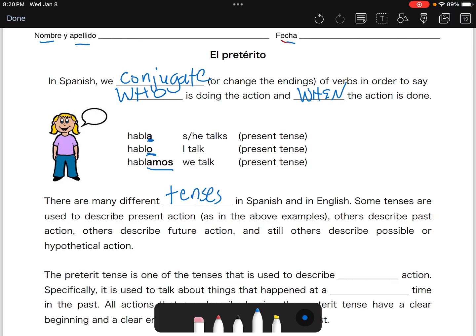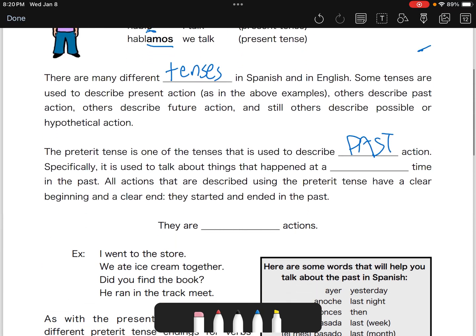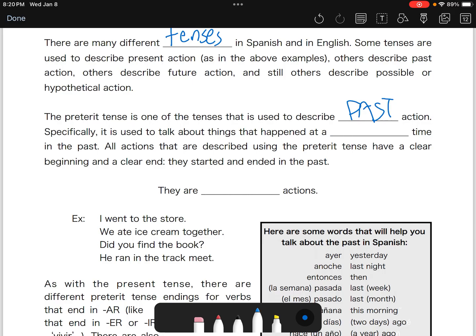Okay. The preterite tense is one of the tenses that is used to describe past action. Specifically, it is used to talk about things that happen at a specific time in the past. All actions that are described using the preterite tense have a clear beginning and a clear end. They started and ended in the past. So they are what we call completed actions.